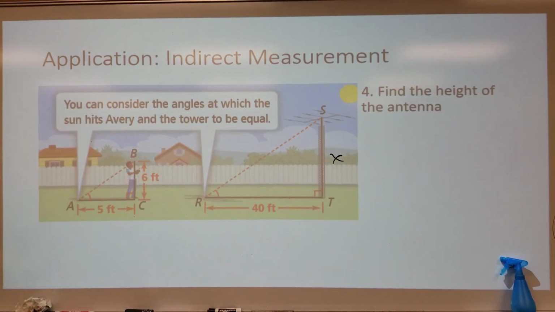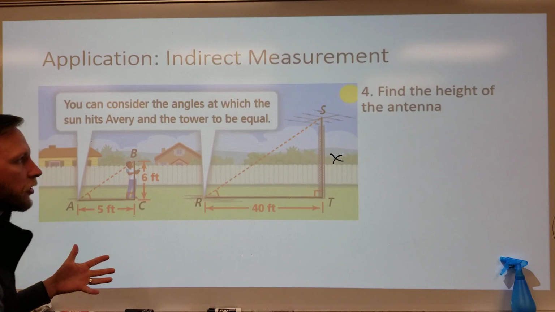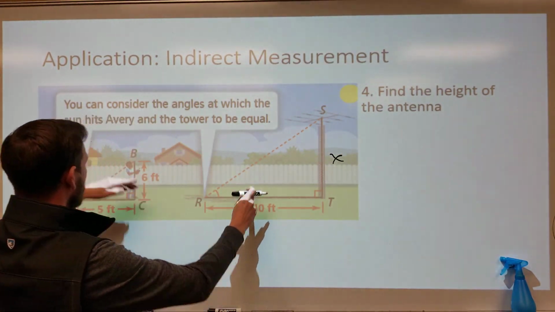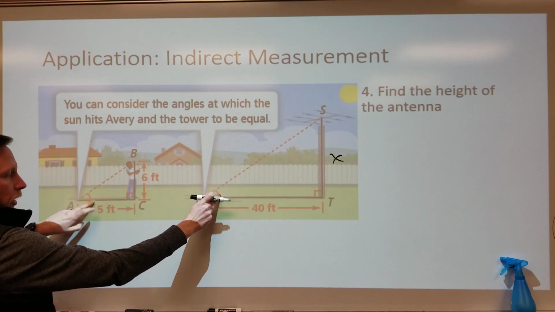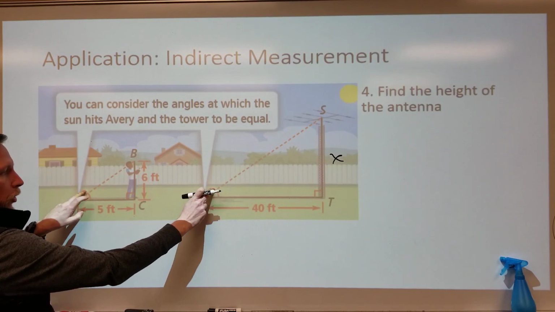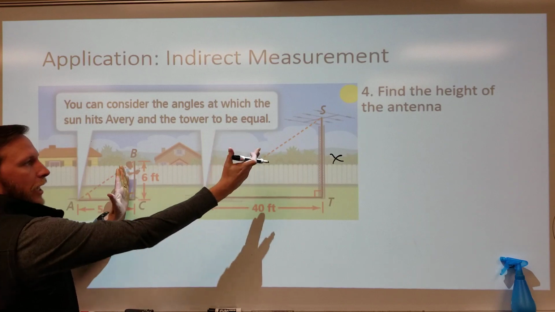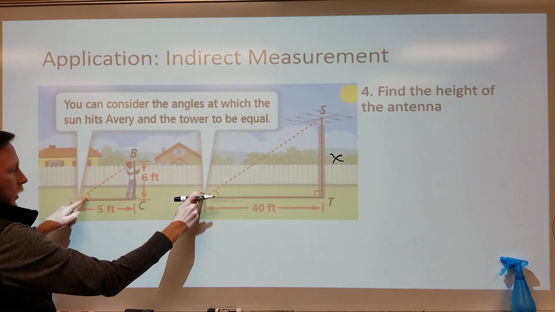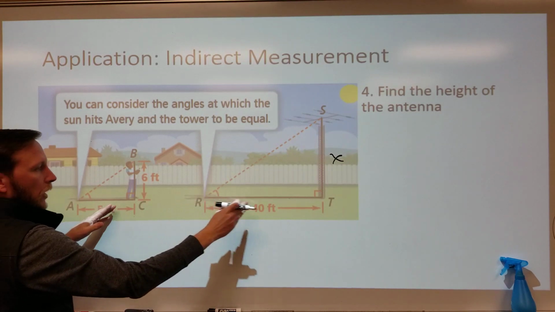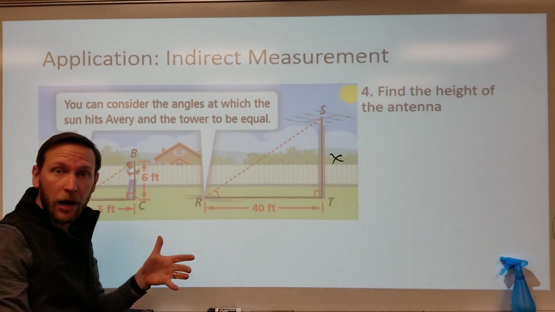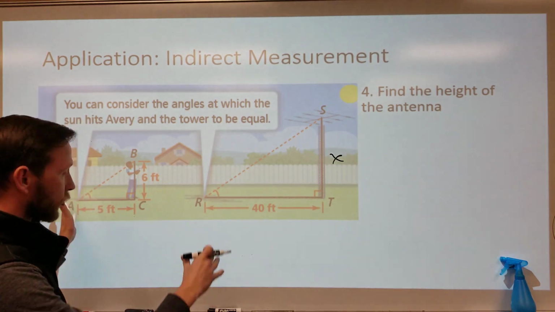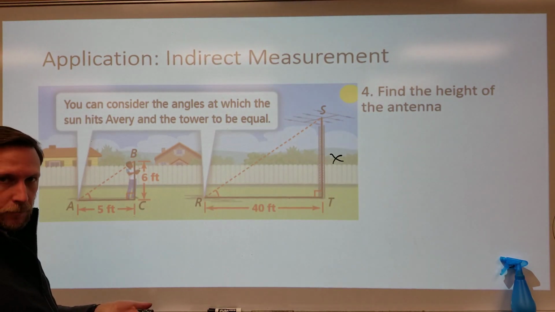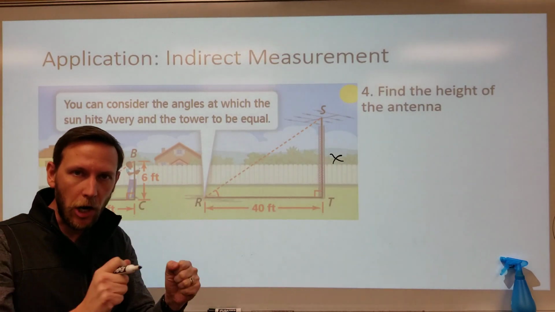How can we find the height of the antenna? Well, what we're going to trust and believe is that the angle of the sun creating the shadow means that this angle is going to be the same for both the person's shadow and the antenna's shadow. That line is going to give us the same angle with the ground. And then both the person and the tower are hopefully standing straight up, so they're perpendicular to the ground. Therefore, these triangles are similar by angle similarity.